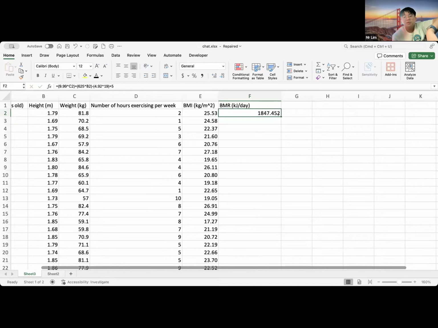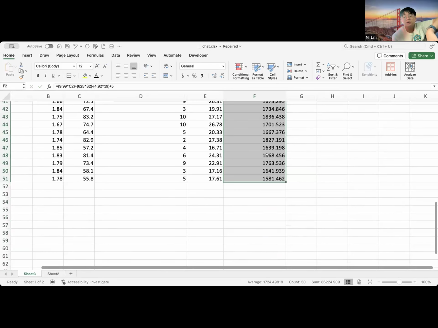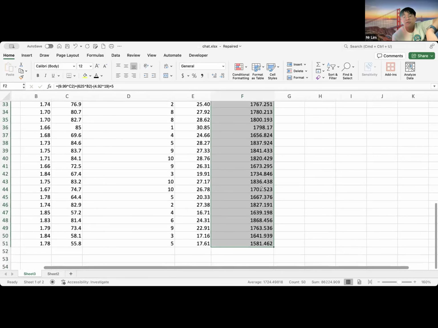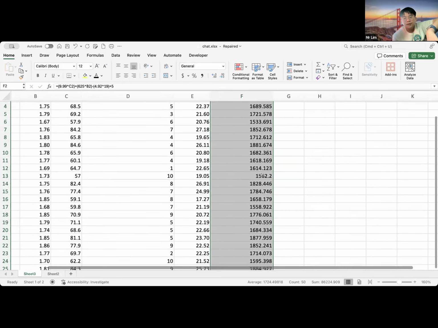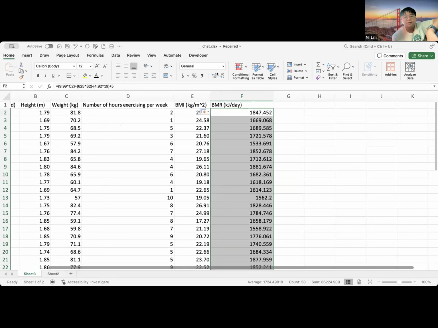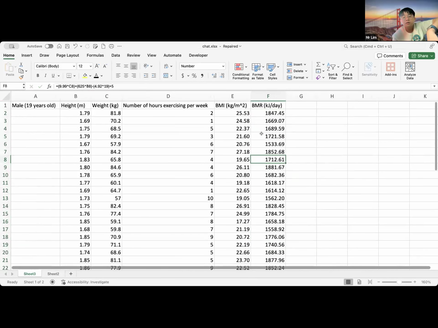Okay, equal to this. Well, let me double click. I think sometimes you can double click, sometimes you cannot. So I double click, then everything will be generated. Once again, I prefer 2 decimal places. All right. Done for the data collection and also for the calculation, but this is just for male.